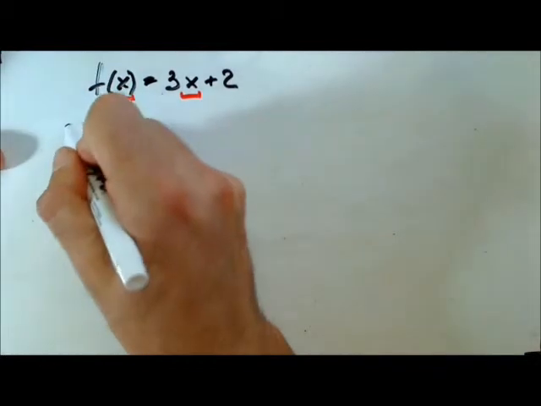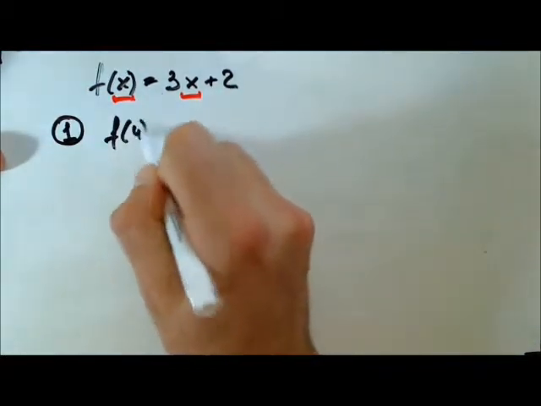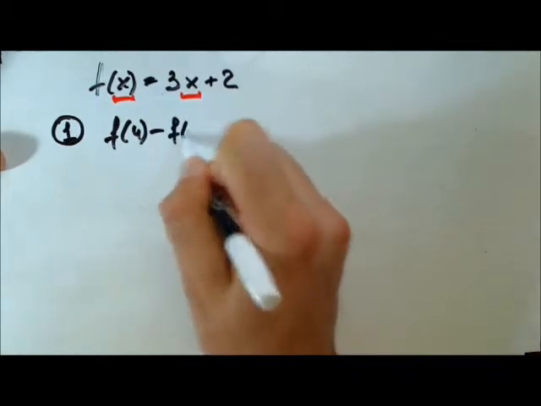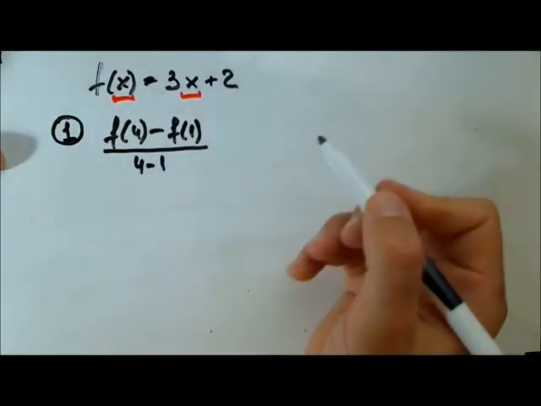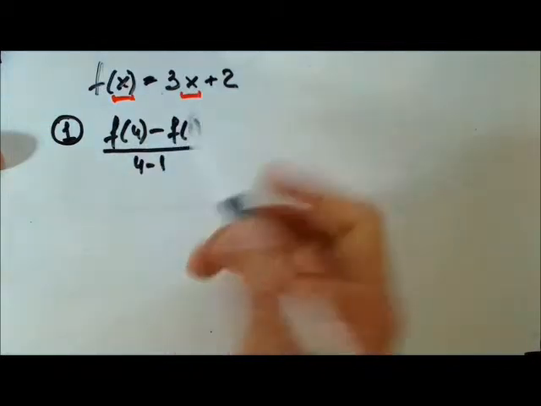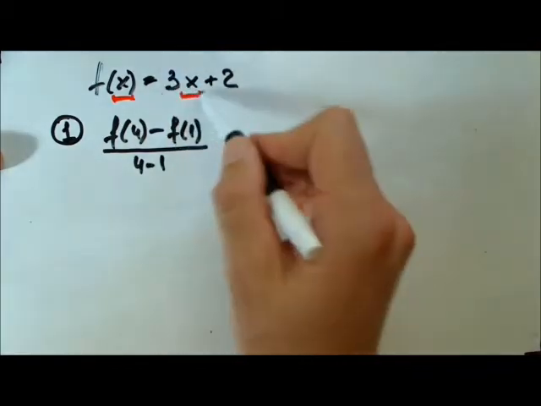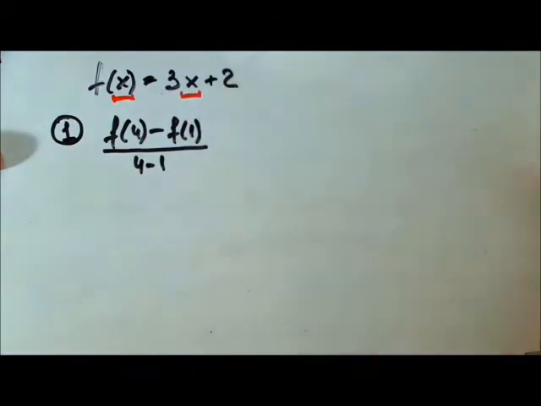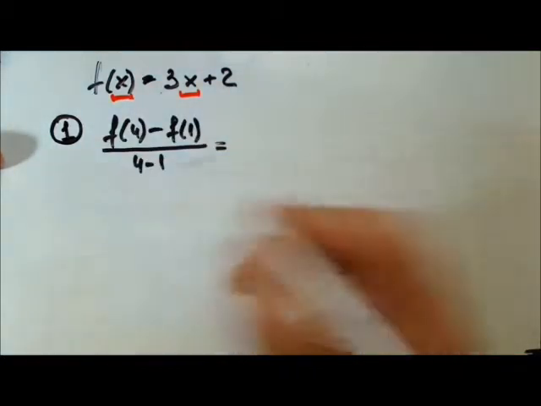First of all, we have to calculate f of 4 minus f of 1, divided by 4 minus 1. We have f of 4 and f of 1. We have to calculate these values first, plug the input into our expression, find the output values, and plug in these numbers to calculate the whole expression.